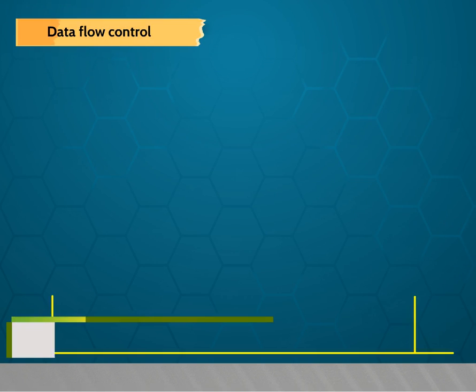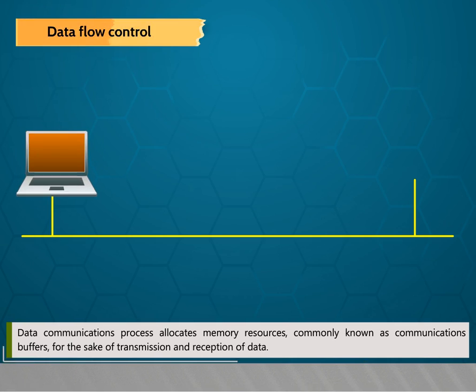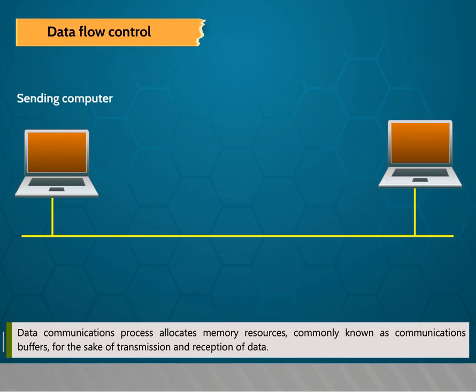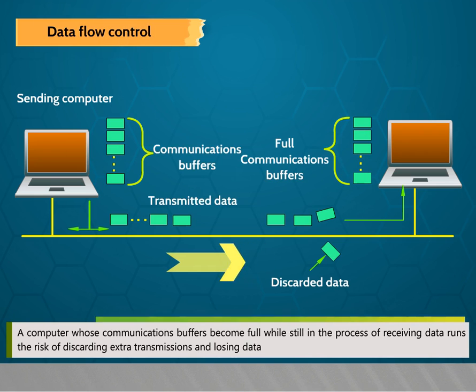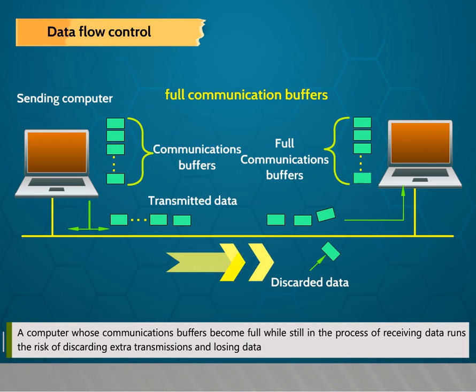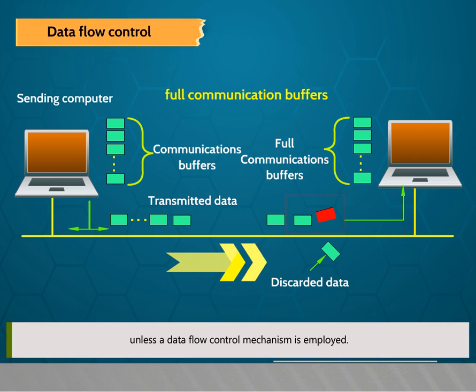Data flow control. Data communications process allocates memory resources, commonly known as communications buffers, for the sake of transmission and reception of data. A computer whose communication buffers become full while still in the process of receiving data runs the risk of discarding extra transmissions and losing data unless a data flow control mechanism is employed.